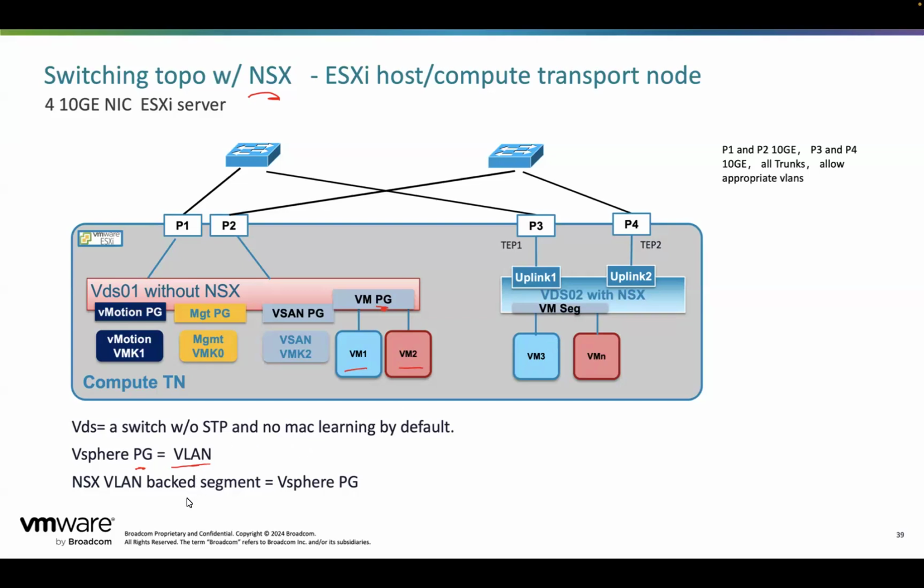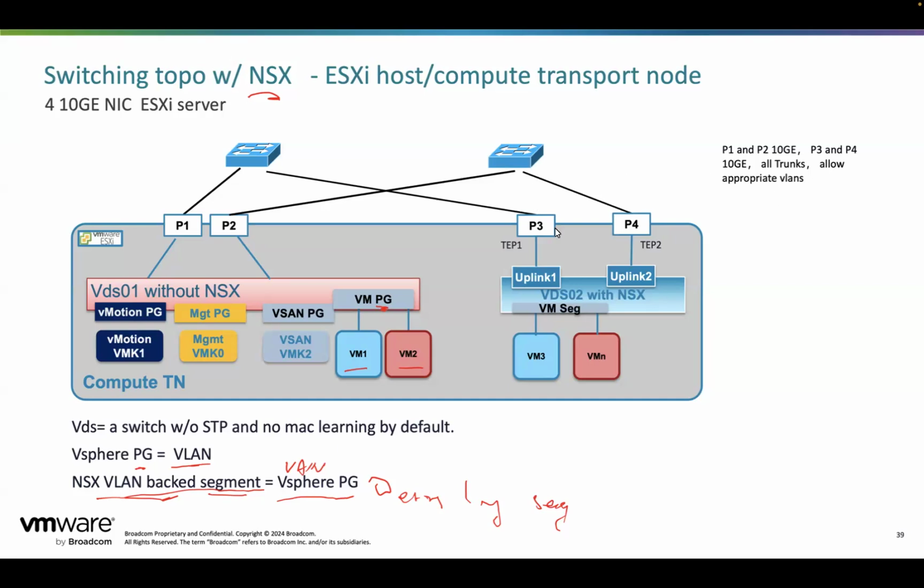We also have some NSX-specific terms like segment. There are two different types of segments. One is the VLAN-backed segment, which is equivalent to a vSphere PG. A VLAN-backed segment has to have a VLAN ID associated. Another type of segment is the overlay segment.